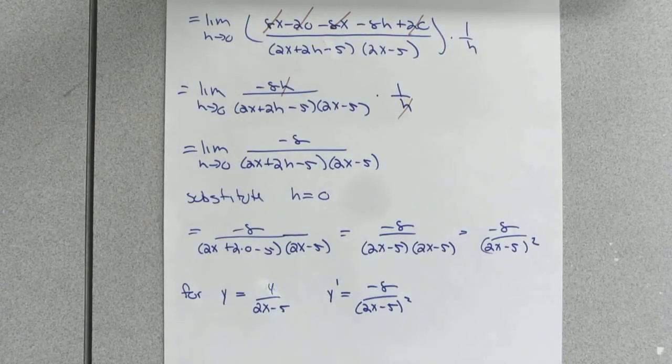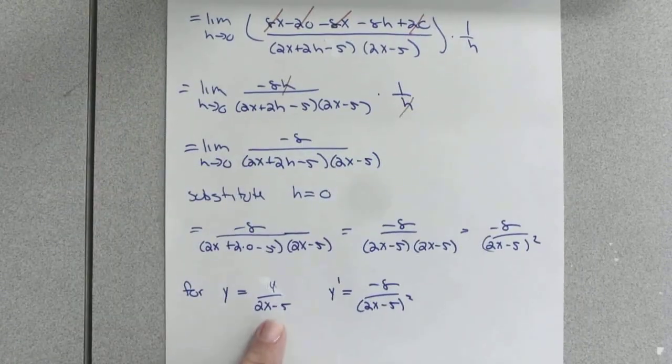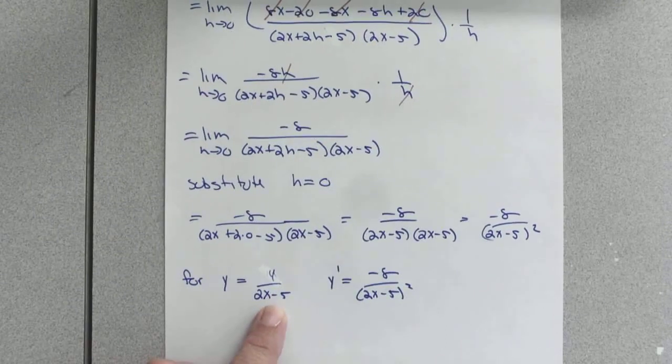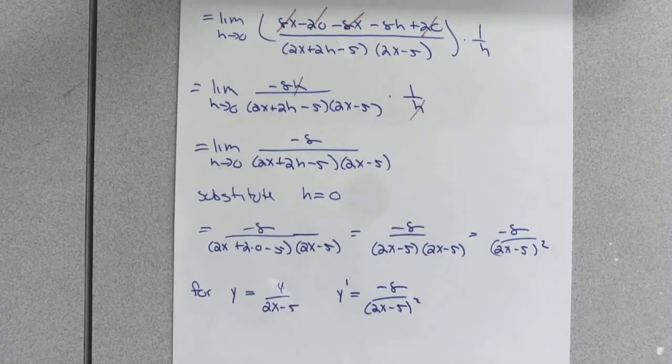Okay, so we just found the derivative. The instructions had read, using the definition of the derivative, calculate the derivative. We did that. We found that if y equals 4 over 2x minus 5, then we did all that algebra, lots of algebra. We came up with y prime equals negative 8 over (2x minus 5) quantity squared. No real reason to FOIL out the denominator, just leave it like that. It's not wrong to FOIL out the denominator, but there's no reason to, so we'll just leave it like that.